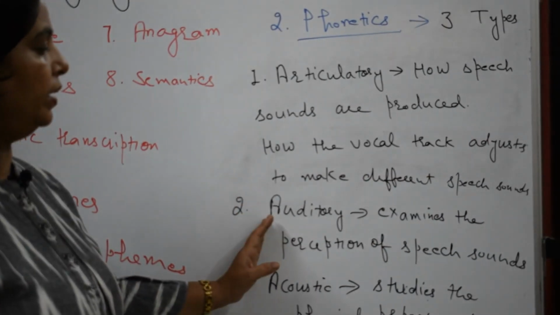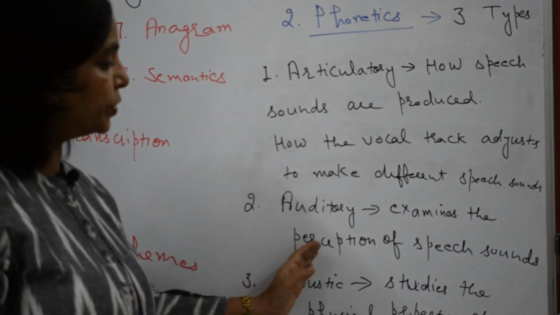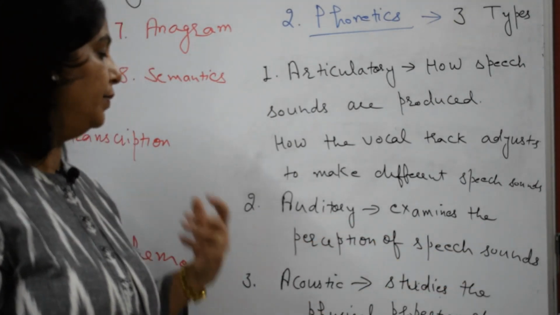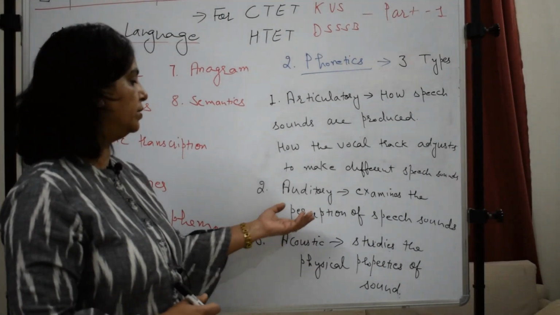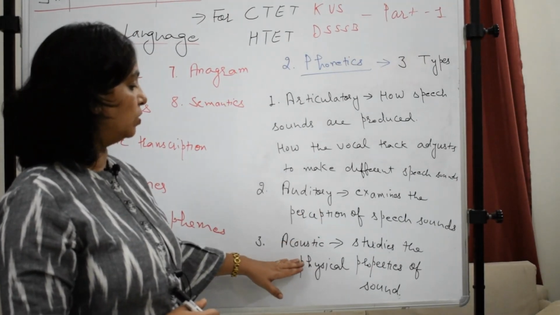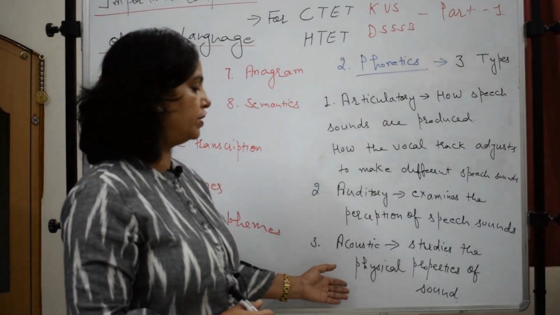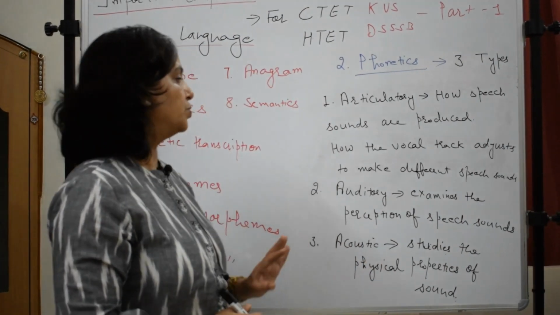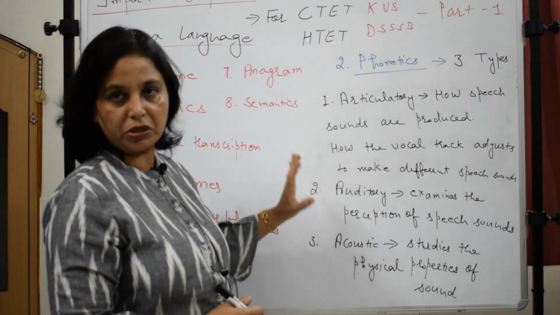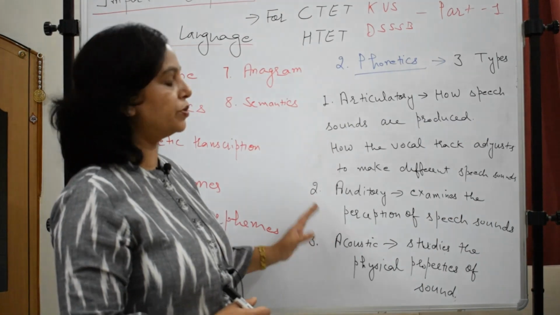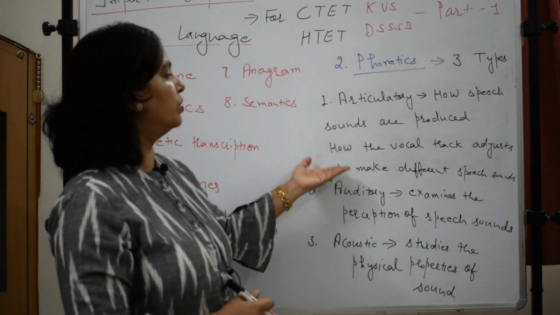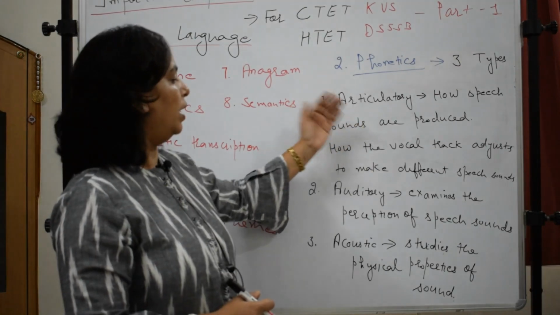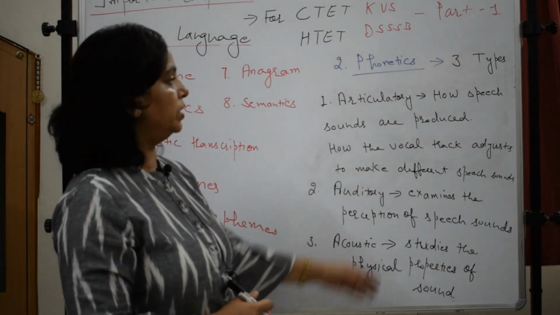Second is auditory. It examines the perception of speech sound. इसका मतलब how people perceive the sounds. This system studies that. Third one is acoustic. It studies the physical properties of sound. So you will have objective type questions with different options. You have to select the definition. So remember the definitions so that you can very well know about articulatory, auditory and acoustic, the three types of phonetics.